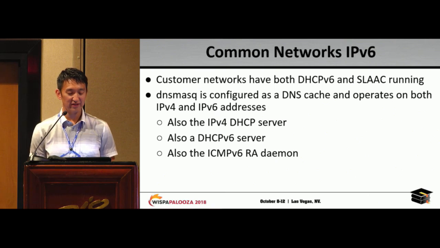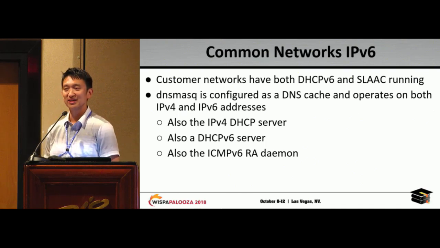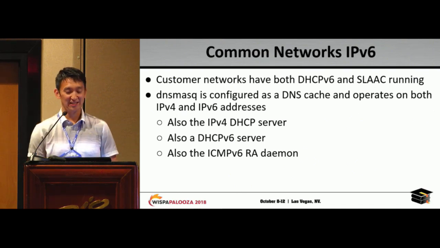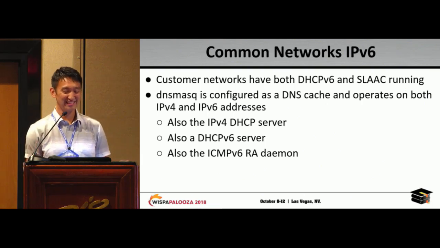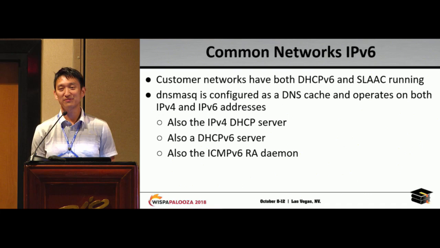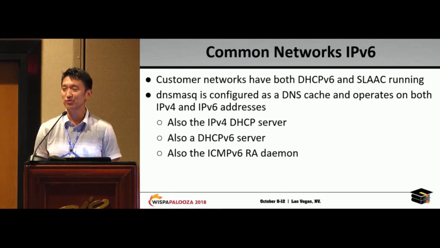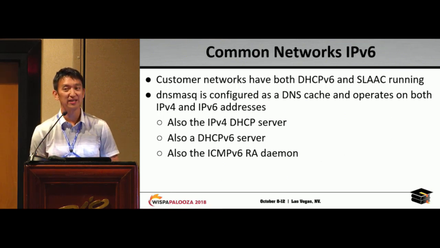Lastly, we configure all of our networks, generally using dnsmasq, which is a nifty little tool that does a lot of things. In addition to all the things it can already do for you in your V4 space, like DNS cache and DHCP serving and a host of other things, it can also do IPv6, DHCPv6, and will also do your router advertisement as well. So you don't need to set up a separate daemon. A popular one back in the day was radvd, but you don't need that anymore if you have a modern version of dnsmasq.